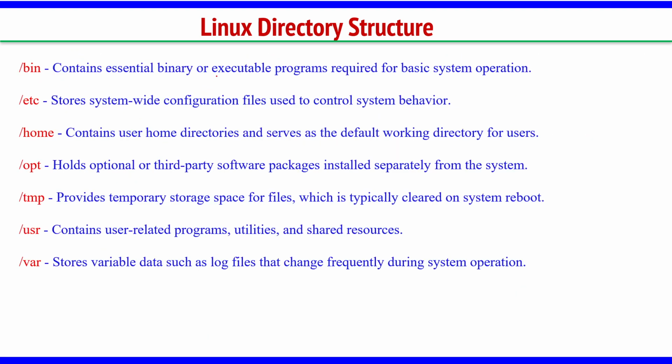/bin: all the essential binary or executable programs required for basic system operation are stored in bin. Even in Windows, when you are working with Java programming, you will always put the required jar files and libraries in the bin folder. The same way is here. Then we have /etc, which stores system-wide configuration files. They are system related, so we have very little to worry about these.